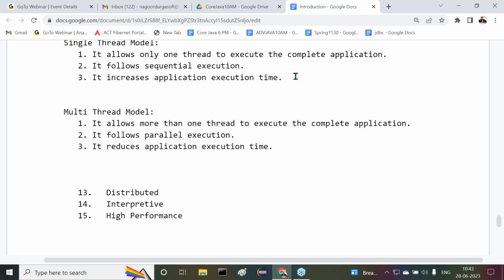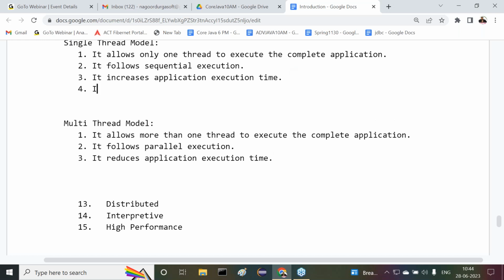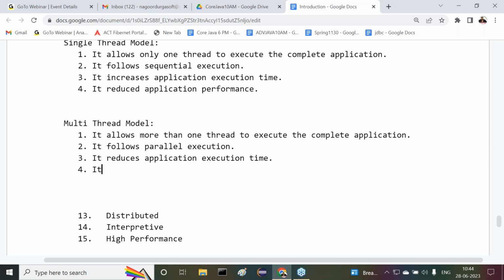When application execution time is increased, automatically it reduces application performance. Am I right or not? When application execution time is more, performance will be less. But what about this next one? In the case of multi-threaded, it improves application performance. Yes, sir. All of you are getting clarity up to these points now. What is single threaded? What is multi-threaded? Easily we can understand the content here. That's okay, fine, good.